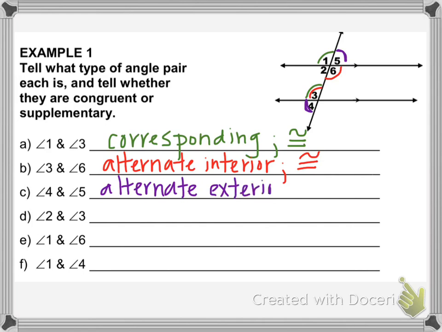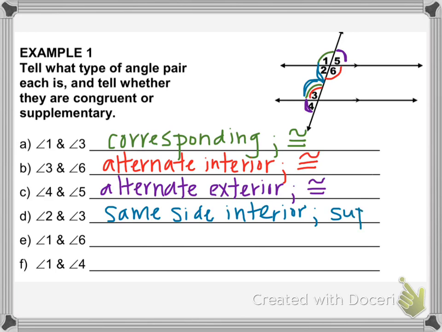And just like alternate interior, they are also going to be congruent. All right, let's look at angles 2 and 3. Now these are on the same side of the transversal, and they're between the two parallel lines, so they're going to be same side interior. And any of the same side ones, they start with S, they're always going to be supplementary. They're going to add up to 180.